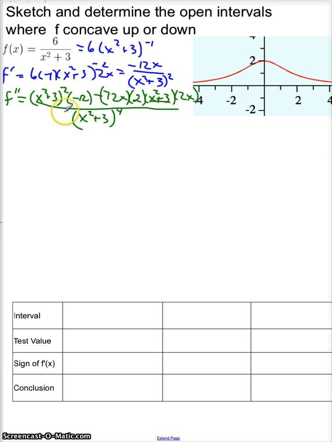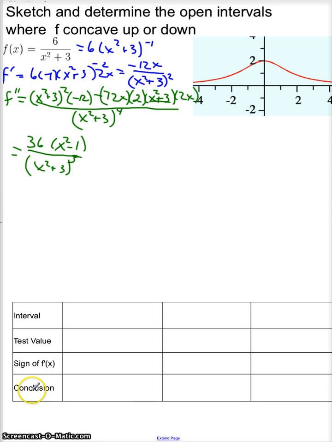All right, let me rewrite this. I don't have a lot of room to do the algebra, you can do it. Let me just go on and show you the solution. You can do algebra. It's 36x squared divided by (x squared plus 3) cubed. All right, now the denominator is always positive, so we don't have anywhere where the second derivative is undefined.